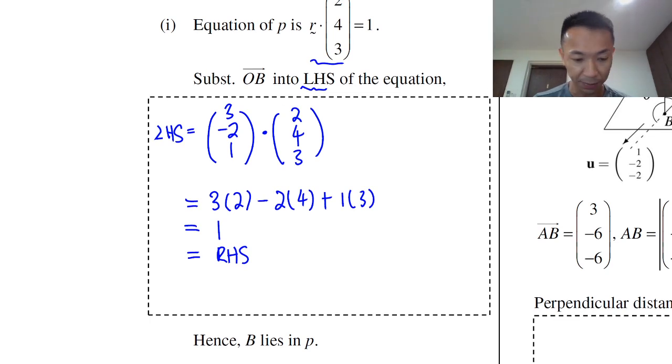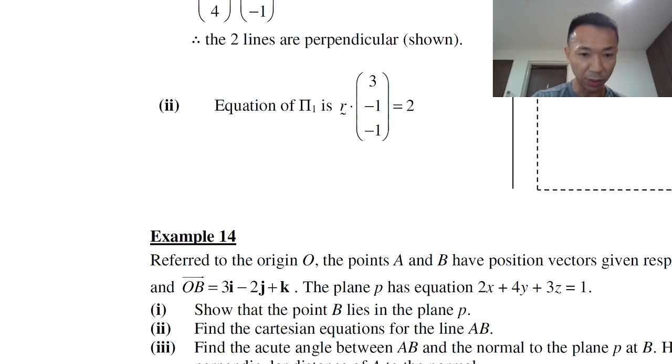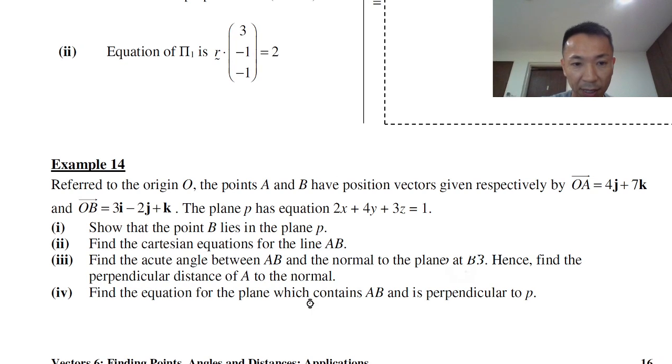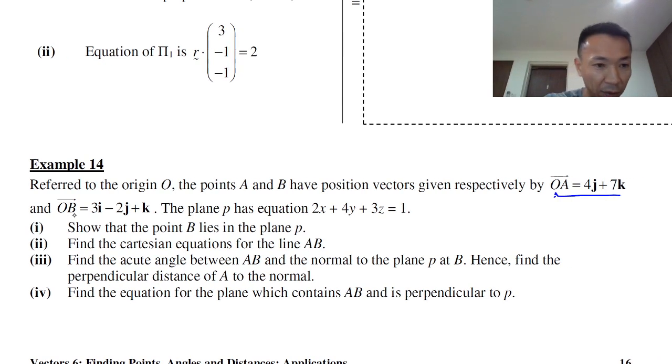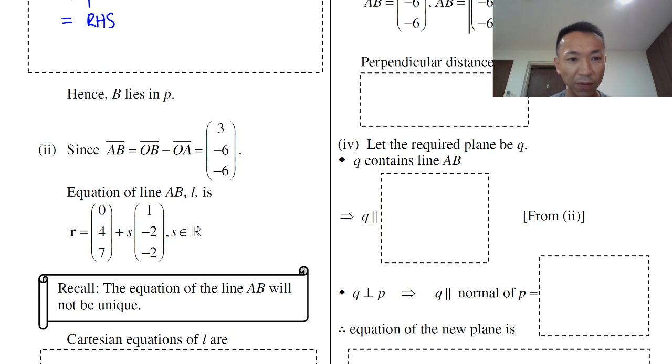The next part, let's go back to the question. Next part, find the Cartesian equation for the line AB. So you have points A and B. Of course, this is not difficult. This is equation of line. Let's very quickly get it done. All right. First, you have to find the direction vector, which is AB.